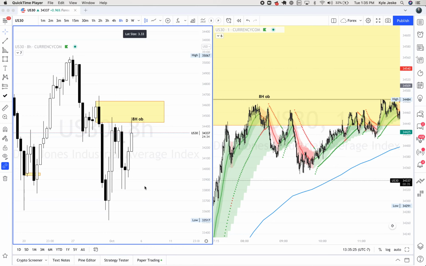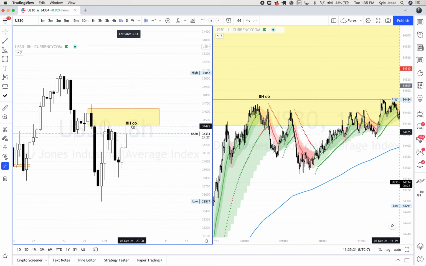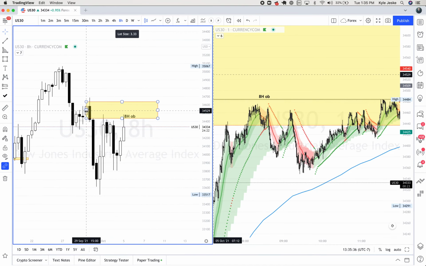A lot of requests for a video on how I break down my order block trades. So I'm just going to quickly go into it here for you. Let's say that you're on the 8 hour. This is a couple trades that I took today. This is an 8 hour order block.